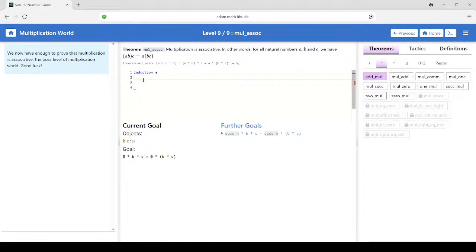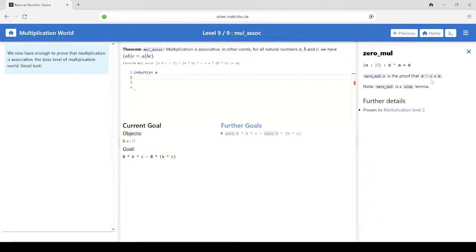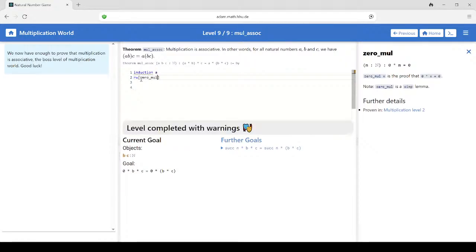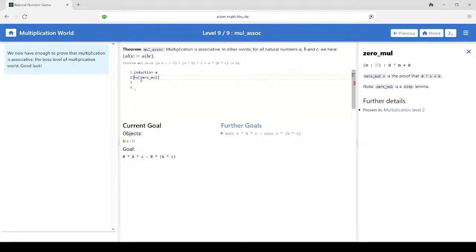Man. It seemed like I was on the right track, but I just could not figure out what to do next. 0 times anything. That's anything times 0. 0 times anything. Rewrite. 0. Multiply. Repeat. Okay, so that was exactly as fast as last time.